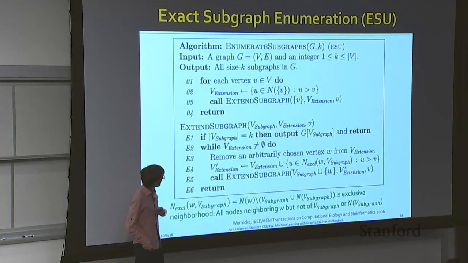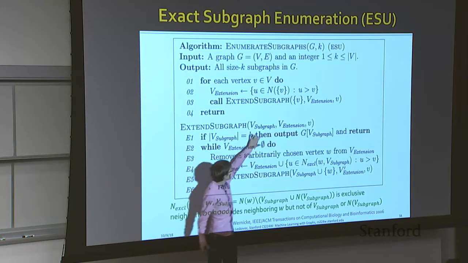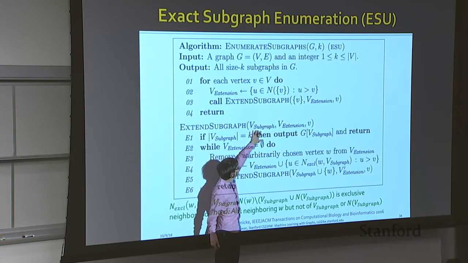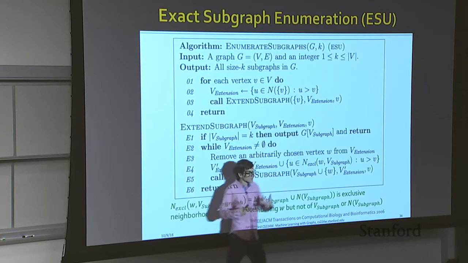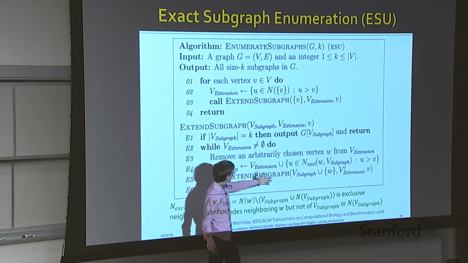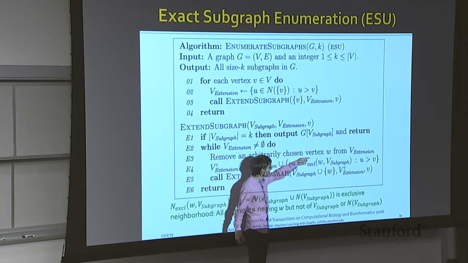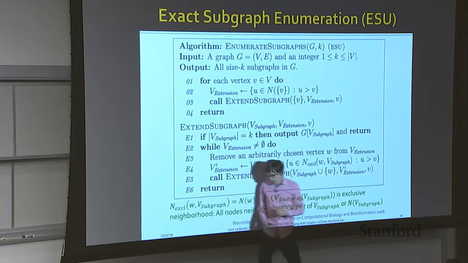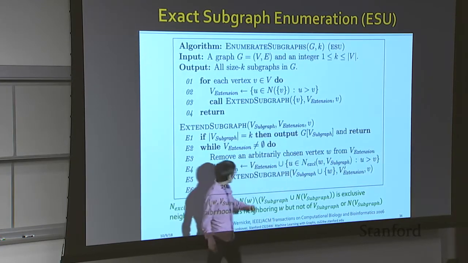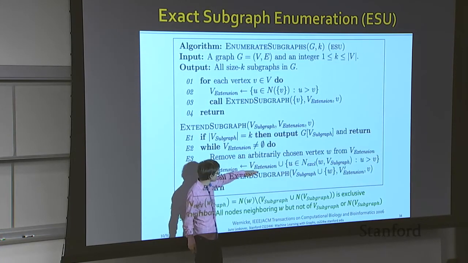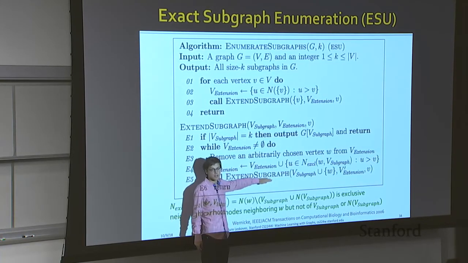And the way this will work is that given the subgraph I have built so far, which at the first iteration will be just a single node V, and a set of nodes to which we can extend, we will essentially go and say, let's pick an arbitrary node from this extension, let's add it into our subgraph, and let's update our extension set and run the same routine again.